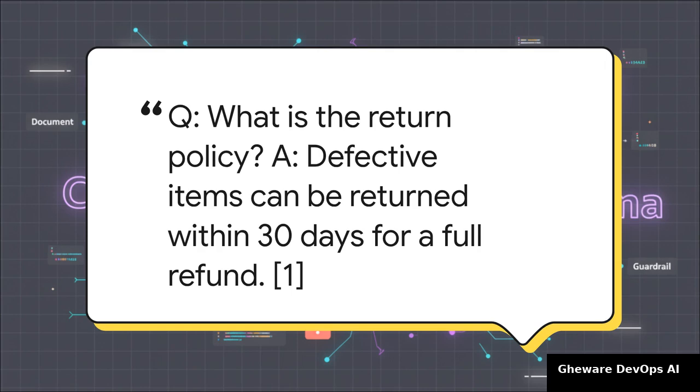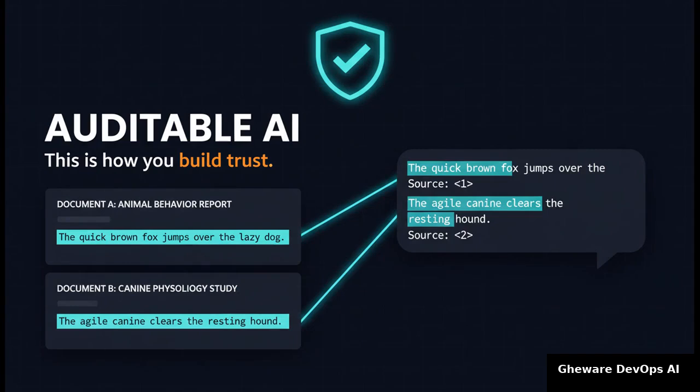But look closer, see that little 1 at the end? That's the real magic. Those citations are everything. That's the AI showing its work. It's telling you exactly which document it used to come up with that answer. For any real business use case, this isn't just a nice to have, it's an absolute requirement. This is how you build trust, this is how you get auditability.